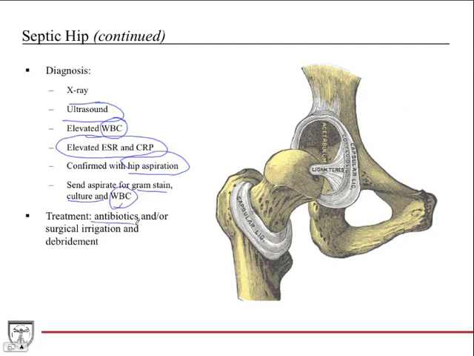The way you treat it is you give antibiotics. Sometimes antibiotics can do the job alone, and or you would do surgical irrigation and debridement, or I&D, where you'd actually go in there and clear out the bacteria and clear out any infected structures.